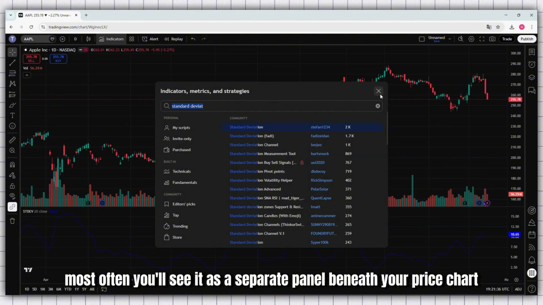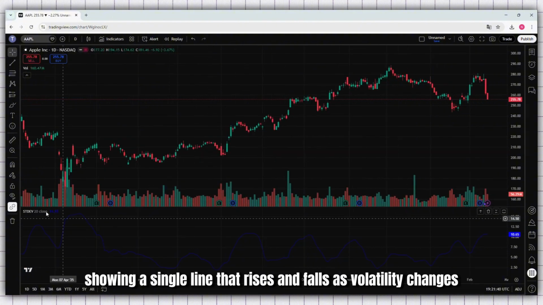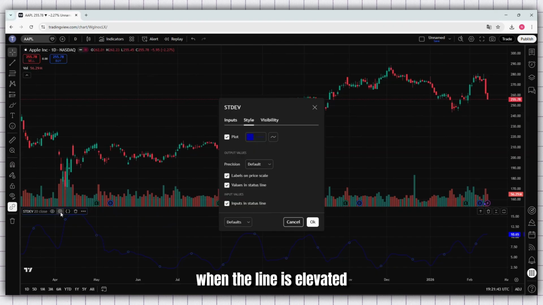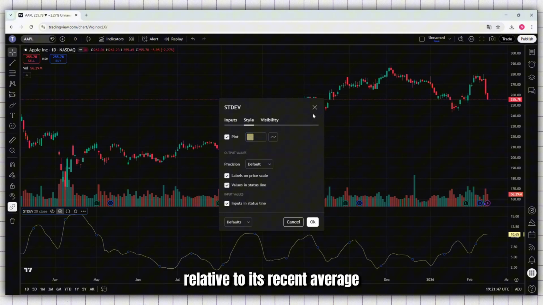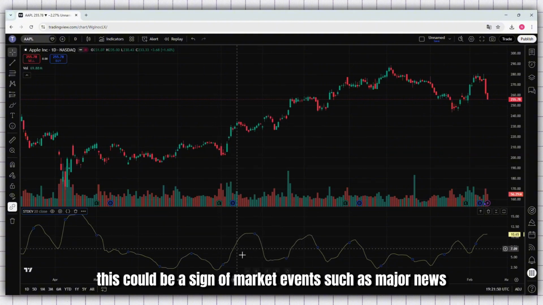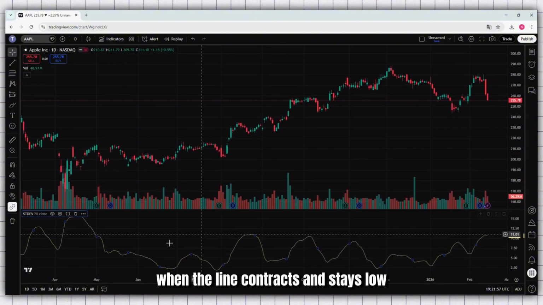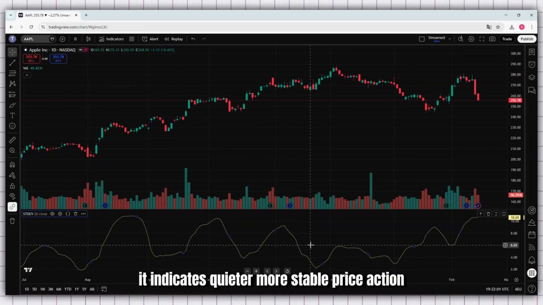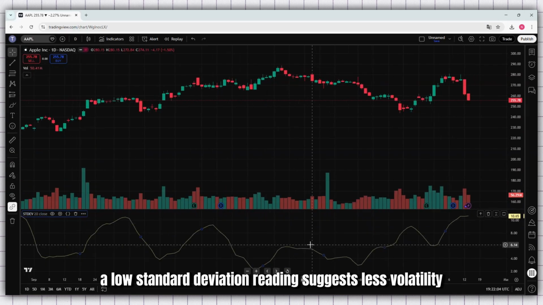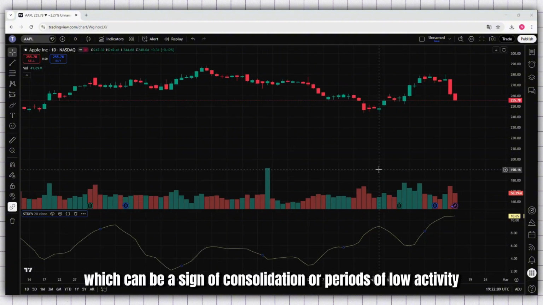Most often, you'll see it as a separate panel beneath your price chart, showing a single line that rises and falls as volatility changes. When the line is elevated, it signals that price has been moving more dramatically relative to its recent average. This could be a sign of market events such as major news, earnings reports, or other significant catalysts. When the line contracts and stays low, it indicates quieter, more stable price action. A low standard deviation reading suggests less volatility, which can be a sign of consolidation or periods of low activity.